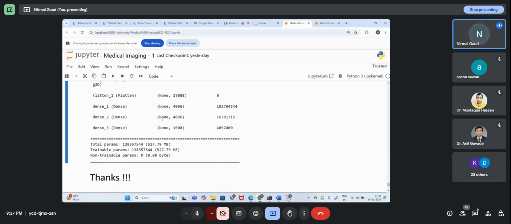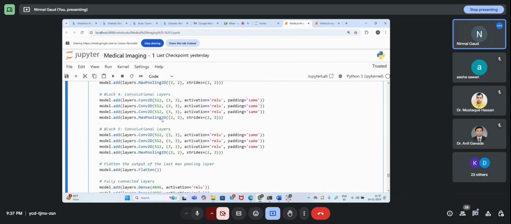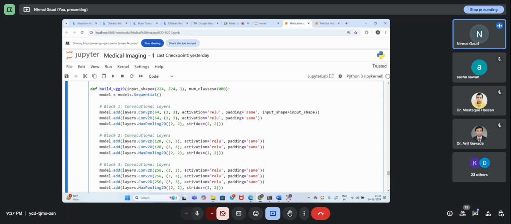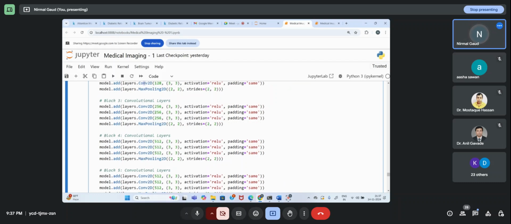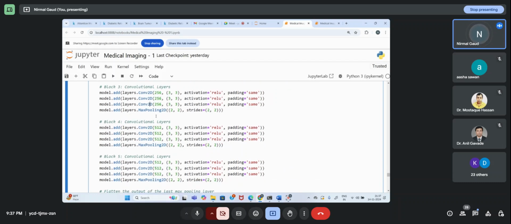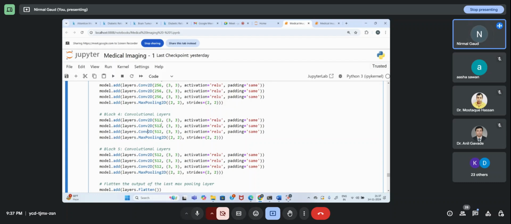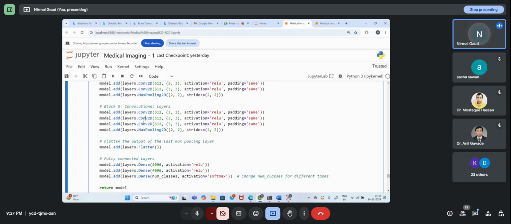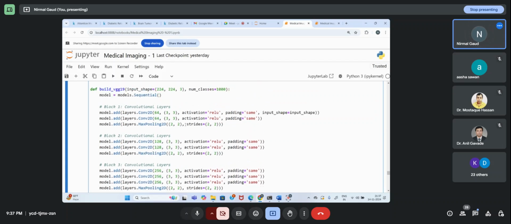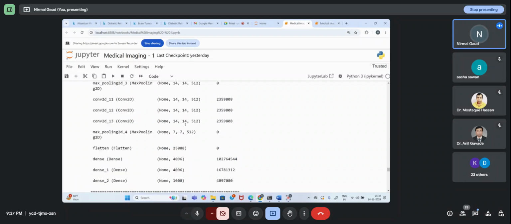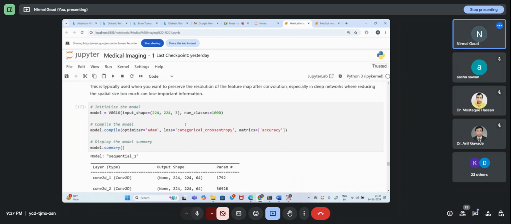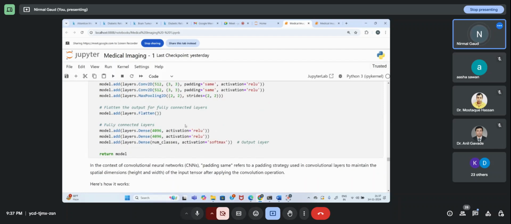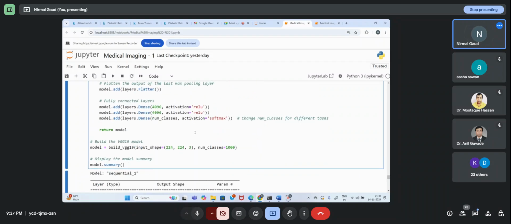Okay, was that 16 or not? Yes, let's see, let's count. In 16: 1 2 3 4 5 6 7 8 9 10 11 12 13. So what is this? This is your VGG. What was this? Yes, okay okay okay, 4 5. This is your VGG16.